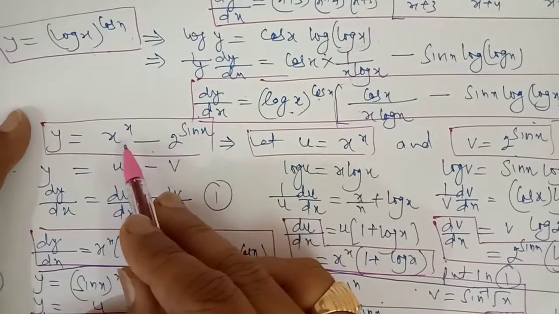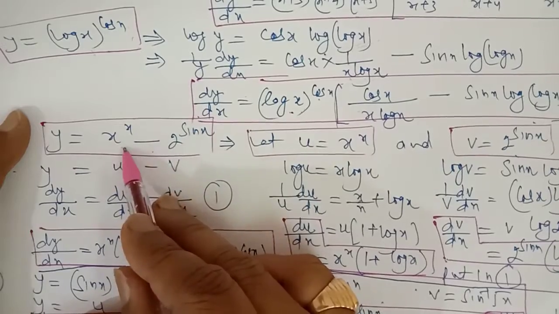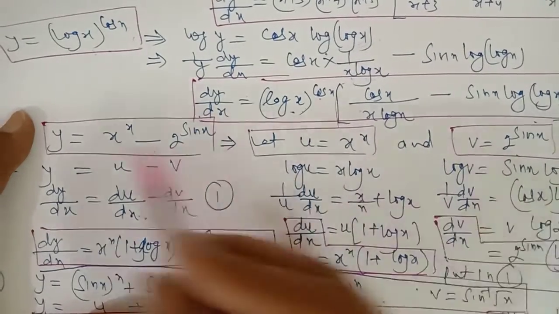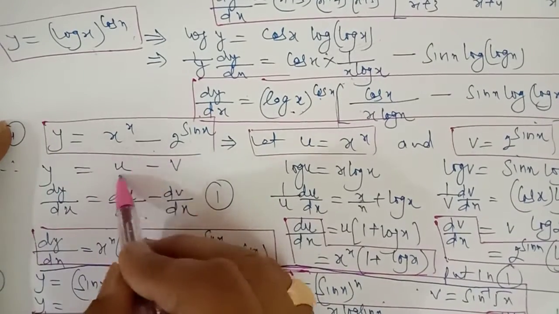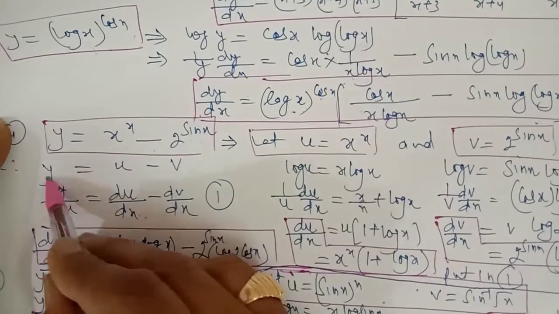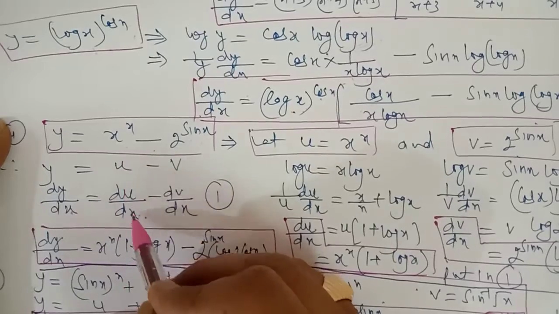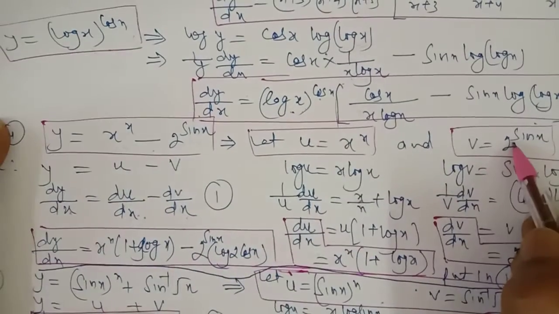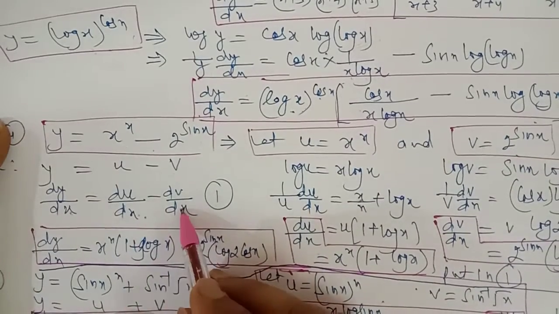So in that case you have to let them individually: let the first function be equal to u and the second function be equal to v. Now this function will become y is equal to u minus v, and you have to find dy by dx. So dy by dx will be equal to du upon dx minus dv upon dx, and this value we will find from here and then put it here.